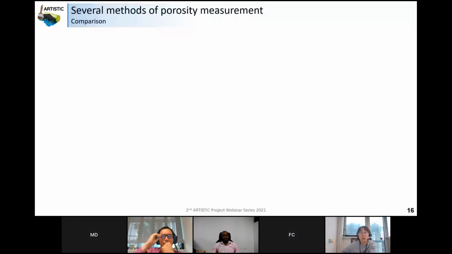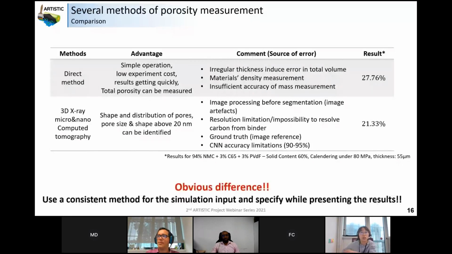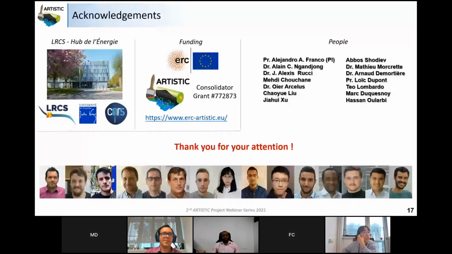So here I used the direct method and the 3D X-ray CT to measure the porosity from the same sample. And here is the result, which are quite different. As a conclusion, in research, we need to choose the appropriate approach according to our need and the advantages and disadvantages of each method. What's more, it's important to use a consistent method for the simulation input and specify it while presenting the results. Thank you very much for your attention.